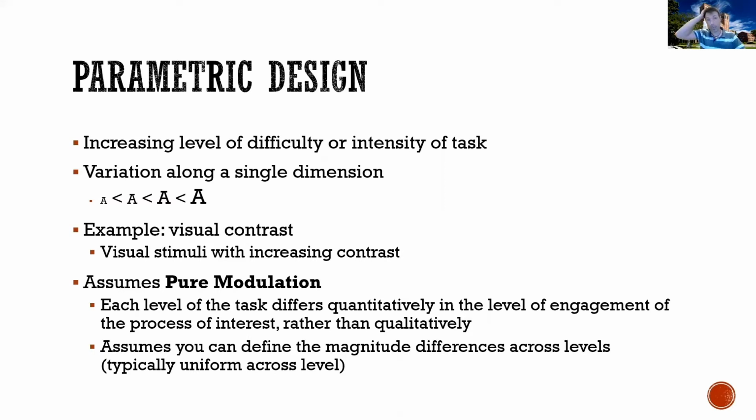It also assumes, in a sense, that there is some kind of magnitude that you can define across levels. So you can say, well, from level A to level B, it's 20% stronger, and from B to C, it's another 20% stronger, et cetera, so that you can look in the brain and say what parts of the brain scale with this 20% stronger, 20% stronger, 20% stronger. Let me show you an example.